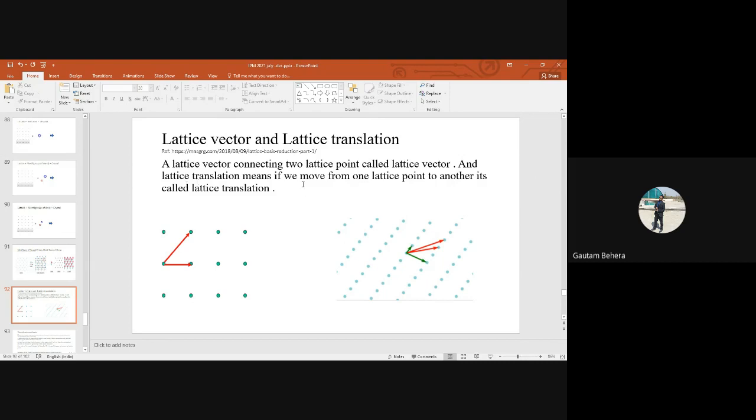And lattice translation means if we move from one lattice point to another, it's called lattice translation. Suppose I want to move in this direction, so I am translating the lattice. If I want to move in this direction, I am translating, right? So translation may be in here like this, like this.